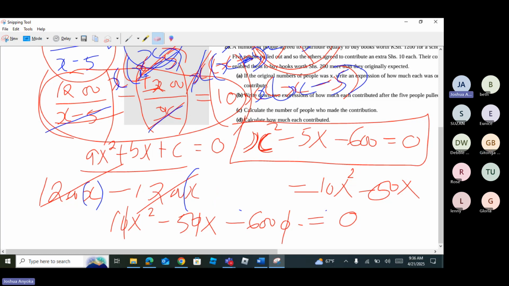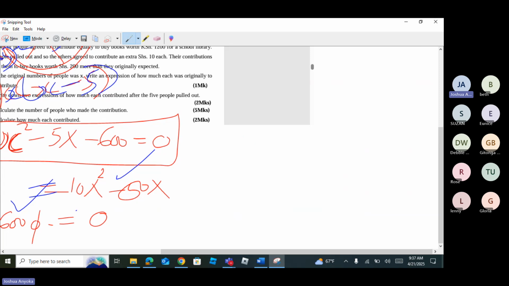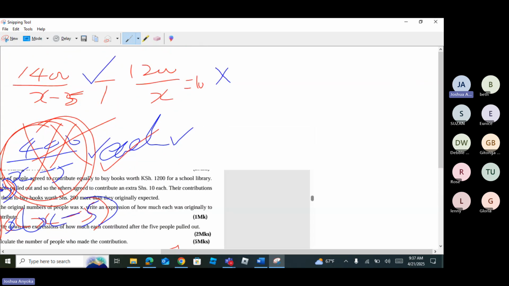Do you see? And then equals to this one. So if you open brackets, that's why 6,000 is coming in. Very good. Now we are here. Our expression is x squared minus 5x minus 600 is equals to 0.